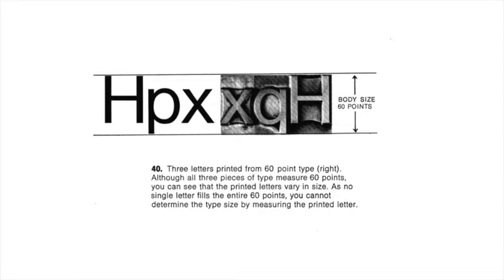Type sizes fall into two categories, text type and display type. Generally, text sizes are 14 point and smaller, while display faces are 14 points and larger. It is important to realize that type sizes refer only to the body size and not to the size of the printed letter.